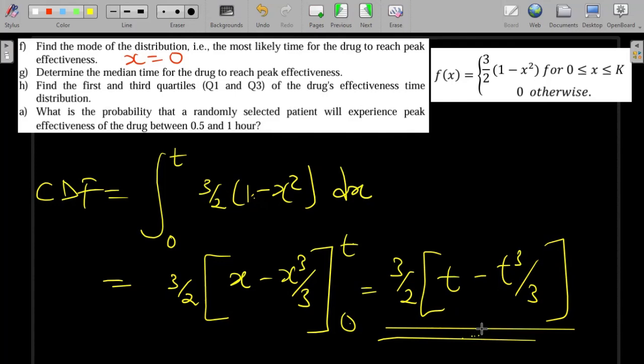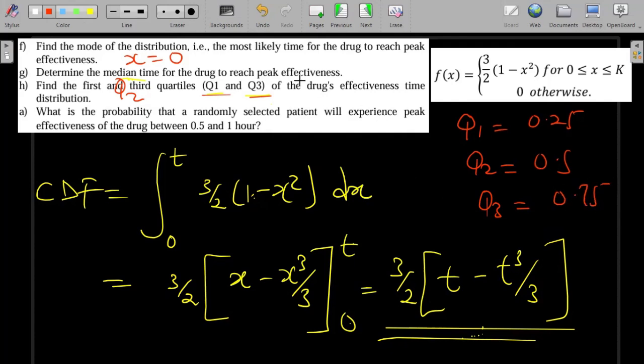We're going to use our CDF to find the median, quartile 1, and quartile 3. The median is the same as Q2, and then we can also find Q1 and Q3. If we're finding Q1, we're going to equate this CDF to 0.25. If we're finding Q2, we're going to equate this CDF to 0.5. If we're finding Q3, we're going to equate this CDF to 0.75. So this Q2 is the same as the median.